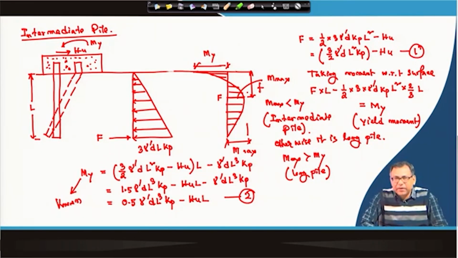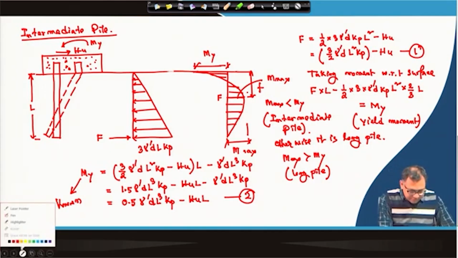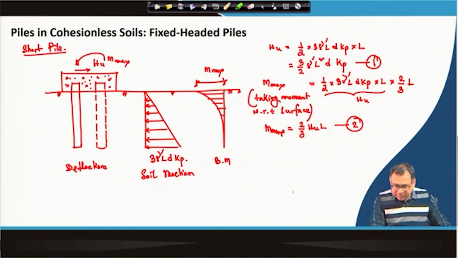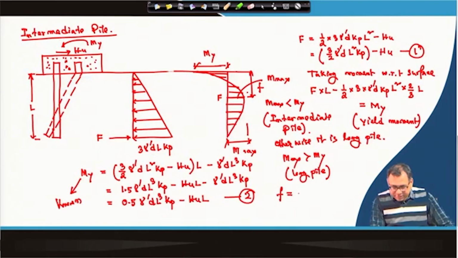depth of f, and as we know, we can determine the f equation, because the f expression is already given. So, what is the f expression? The f expression was given in previous classes. That f expression is for the free headed pile part, and f is equal to 0.82 root over HU by d k p gamma dash. Okay. So, how are we getting that?